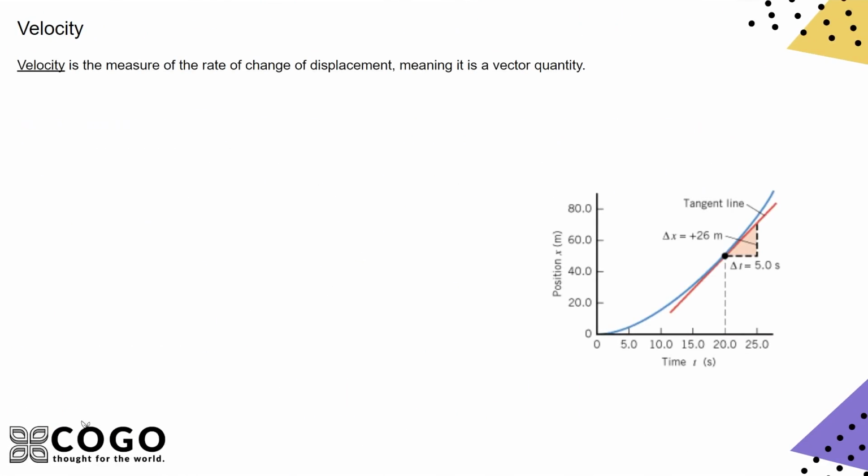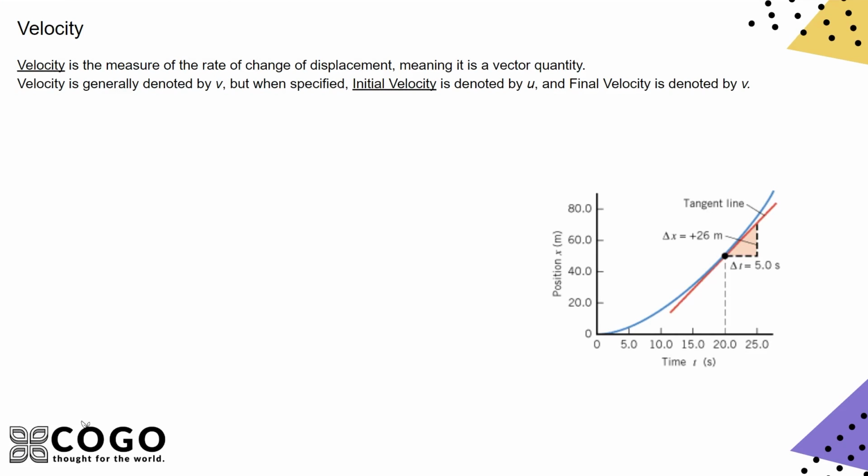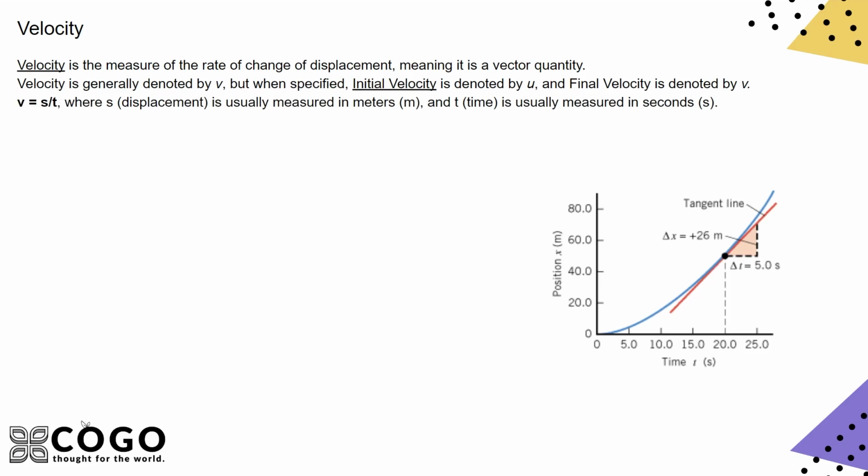Velocity is a measure of the rate of change of displacement, meaning it is a vector quantity. Velocity is usually denoted by v, but when specified, initial velocity is denoted by u, and final velocity is denoted by v. v = s/t is a formula for the average velocity within a specific time interval, where s, displacement, is usually measured in meters, and time is usually measured in seconds.